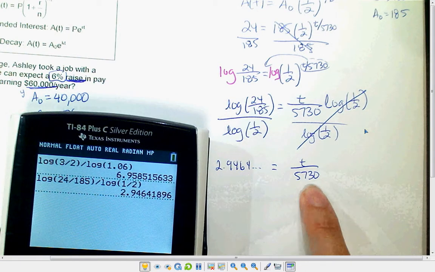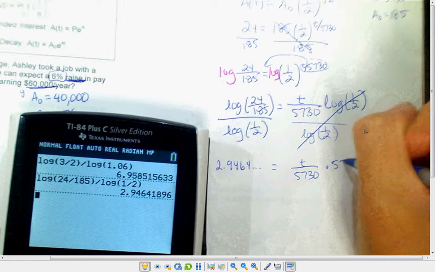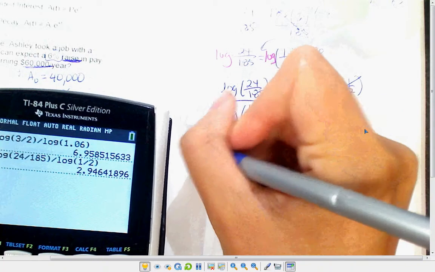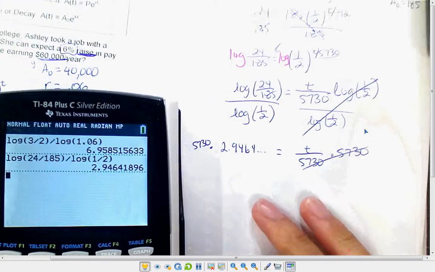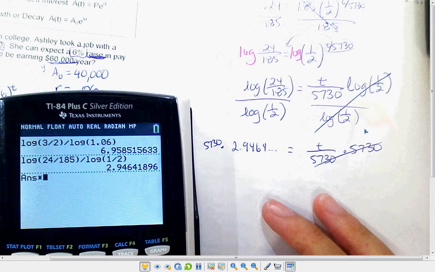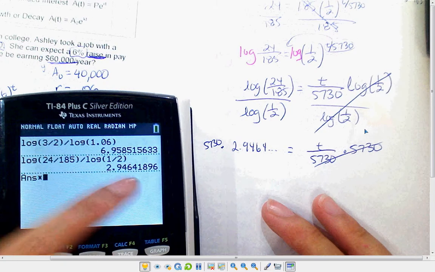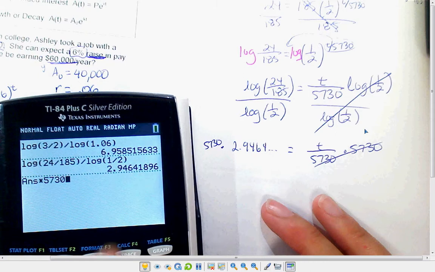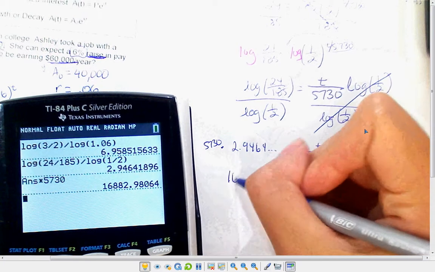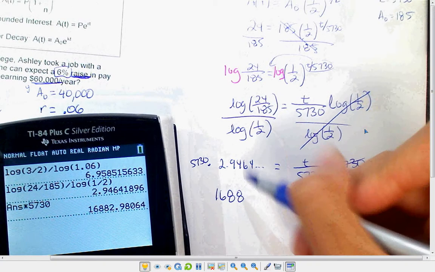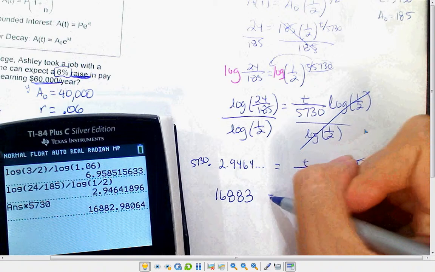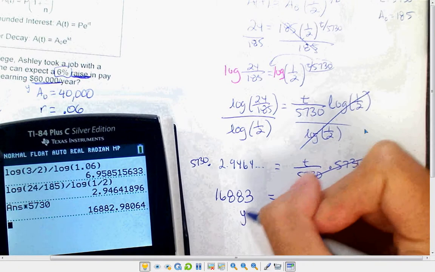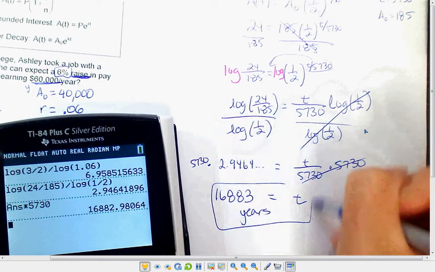Because there is one additional step we have to do here to get t by itself. How do we get rid of this 5,730? We're going to multiply on both sides. So take this answer times 5730, because you want to use all the decimal points here, don't round it yet. This gives us 1688, and this is asking us to round to the nearest year, so we round to the nearest whole number, and this is in years.